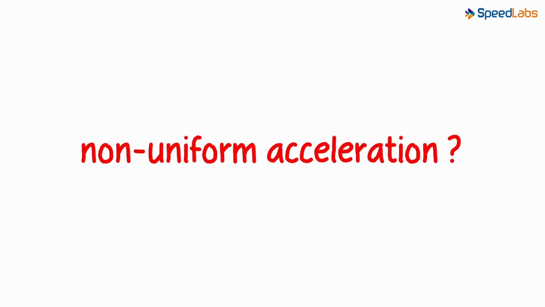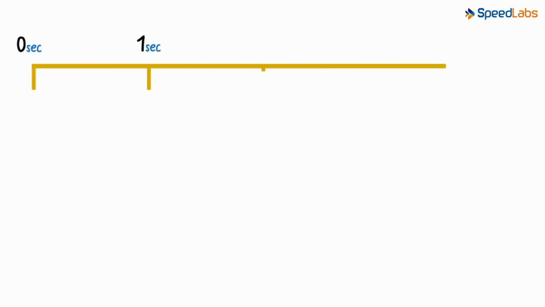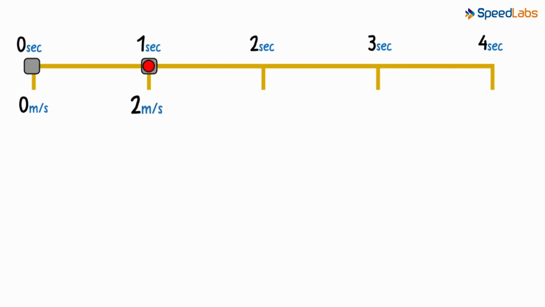You can probably guess. Let's take a similar example in which the body is at rest initially. Again, it slowly increases its velocity. After 1 second, it's 2 meters per second. After another second, it's 5 meters per second, then 9 meters per second, and then 10.5 meters per second.